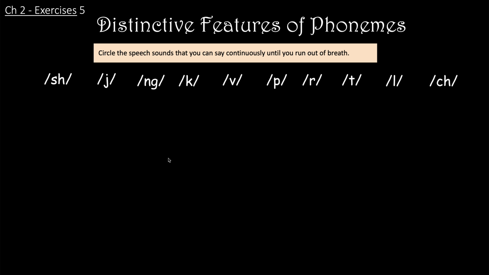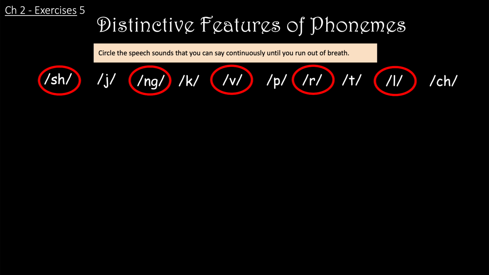Now, on exercise 5, we were looking at the distinct features of phonemes. So circling the ones that you can say continuously until you run out of breath. Hopefully you circled these ones. This is a fricative, so it's going to have friction, and it does not stop. This is a stop, this is a stop, this is a stop, and that's an affricate. And as we know, an affricate has a stopping point.